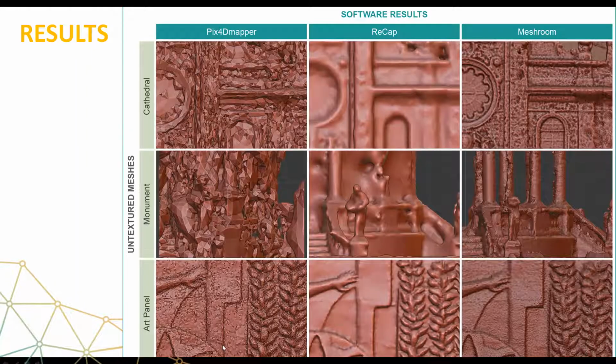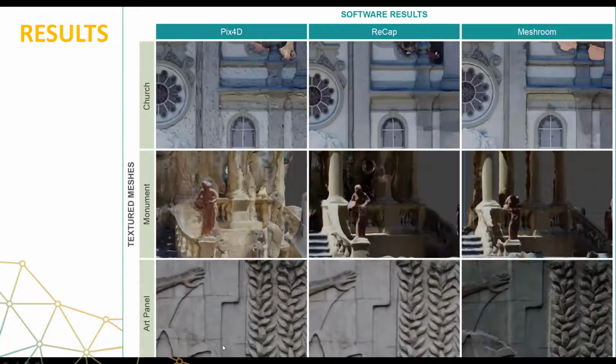Looking at the detail of the results in the untextured meshes, we can see the differences between smoothness, between detail, and noise that's incorporated into the mesh. Just remember that this is the standard configuration. If you have the paid license, or you can process more than 100 photos in Recap, you will get better results than this. The textured meshes.